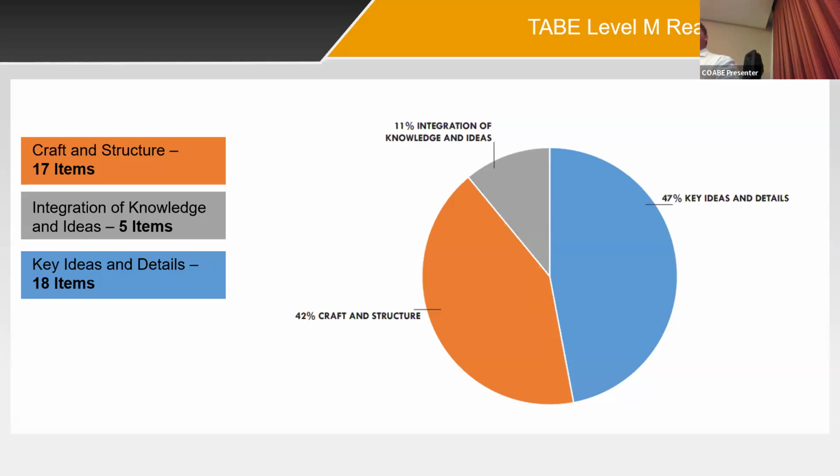Well, craft and structure will probably be equal to what integration of key ideas and details is, just because of the total number of questions. So I think that's an area. But yeah, as a percentage of where the most missed areas are that will help drive improvement on the post test, if I was missing the majority of the 11%, is that going to help me as much as if I'm missing half of key ideas and details? Yes, sure.